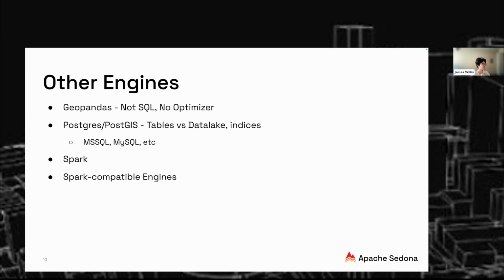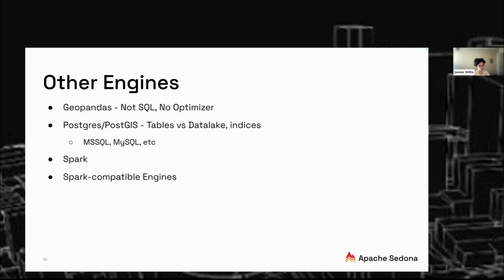First is GeoPandas. It's not SQL. There's no query optimizer. So first off, I had to rewrite all of the queries from the ground up. And second, there are all these choices you have to make about how much you want to optimize this, which optimizations are fair, which optimizations are applicable to whatever you're trying to use the benchmark for, ultimately. Postgres, PostGIS, Microsoft SQL, MySQL, etc.